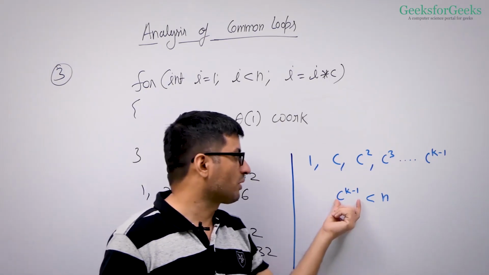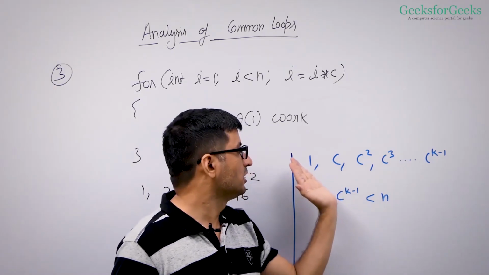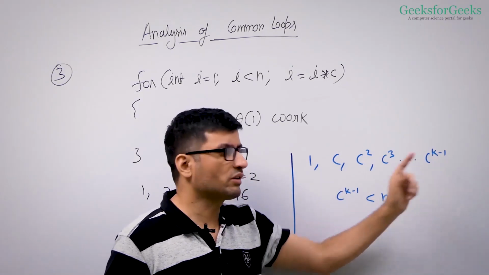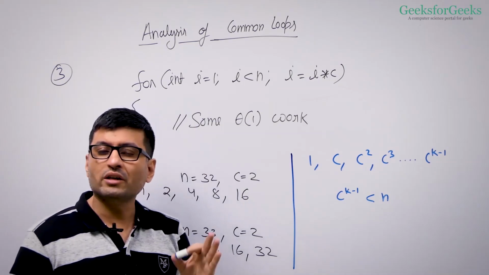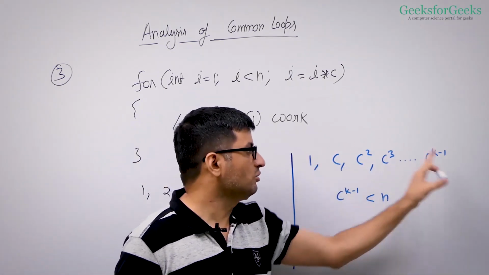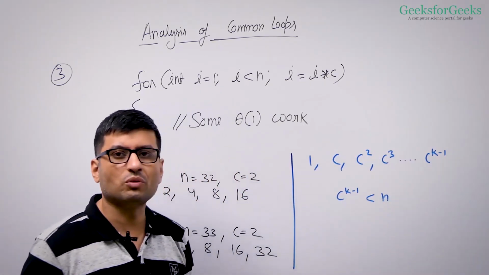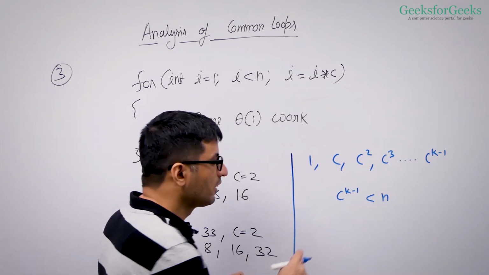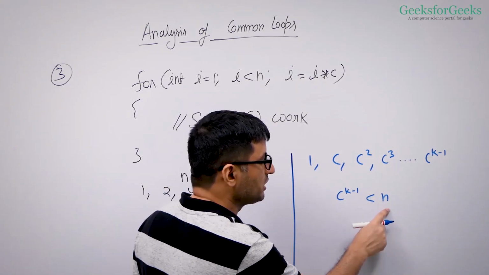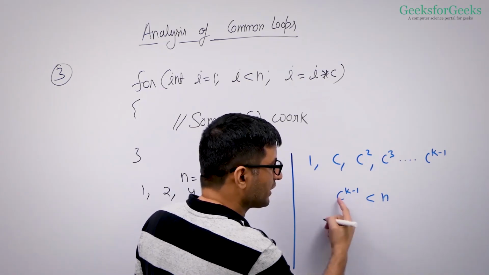And c raised to the power k minus 1 has to be smaller than n because it's running from c raised to the power 0 to c raised to the power k minus 1, so the total number of times it runs is k, from c raised to the power 0 to k minus 1, right? So how many times does it run? K times. Now we want to figure out what is the value of k. So c raised to the power k minus 1 has to be smaller than n, and how do you find the value of k in such a situation?